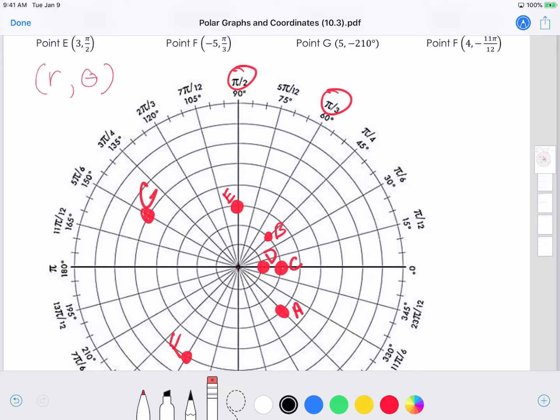My last point, I'm going to go negative 11 pi over 12. That's pi over 12 shy of pi. So I'm going to go in the clockwise direction because this is negative, and then I'm going to come out 4 units. So I'm opening up pi over 12 shy of pi. I'm going to stop here, and then I'm going to come out 4 units. 1, 2, 3, 4. So this is my last point.